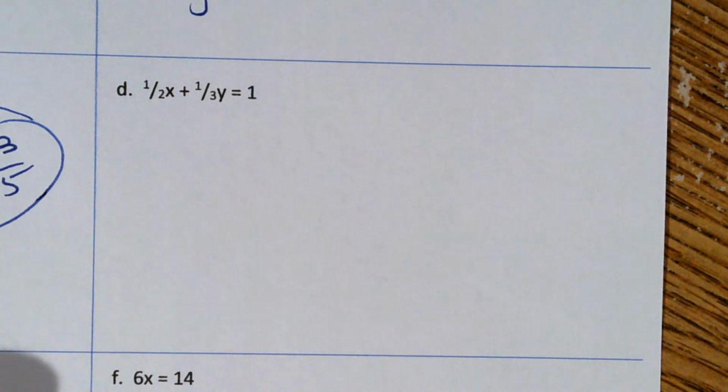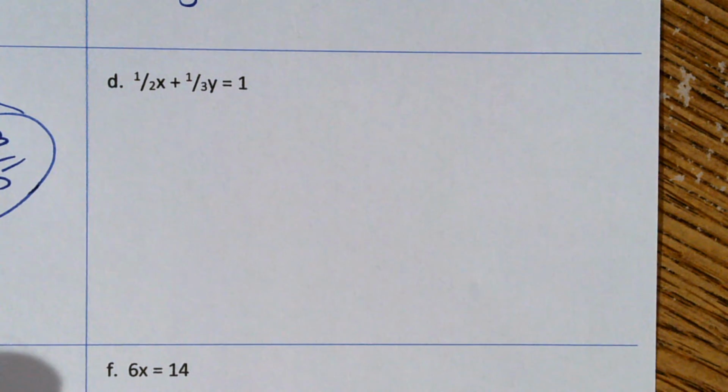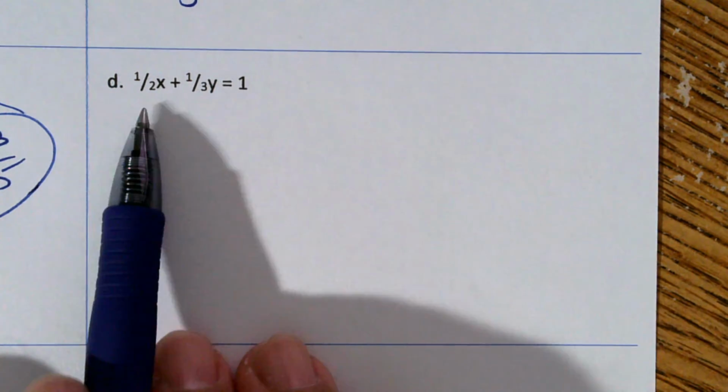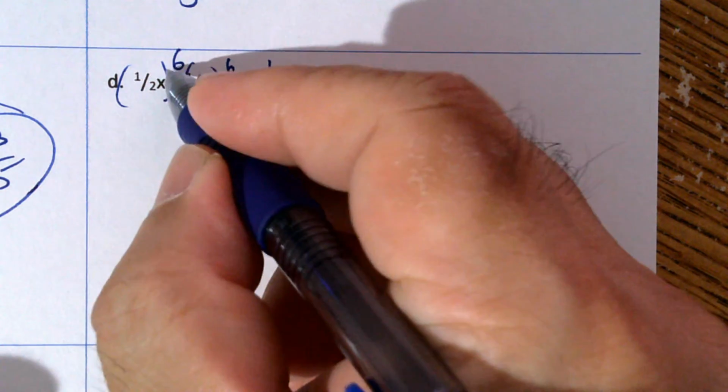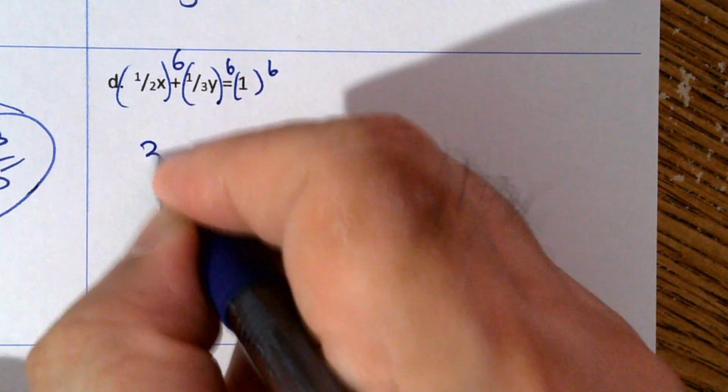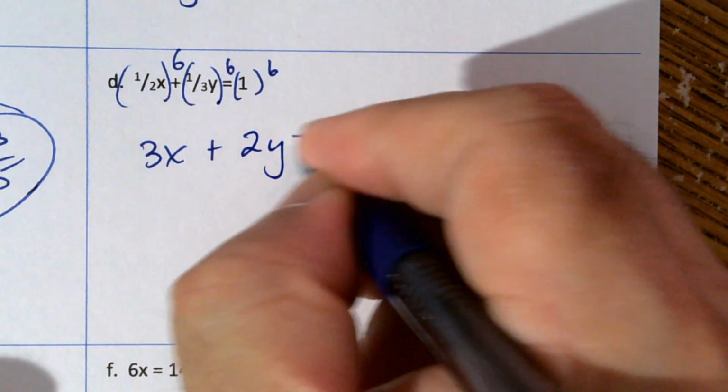All right, moving on. D. Ooh. Okay, this time I have fractions. Well, let's get rid of the fraction. To get rid of the fractions here, I'm going to multiply by the common denominator. The common denominator of 2 and 3 is 6. So I'm going to multiply each term by 6. So 6 times 1/2 reduces to 3, so it's 3x. And 6 times 1/3 reduces to 2, so I got 2y equals 6.